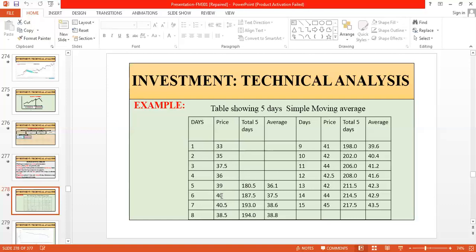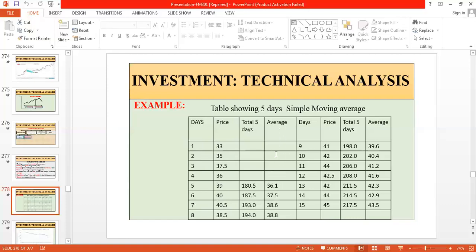So now we are coming to the sixth day. When we are coming to the sixth day, you remove the first day's price, 33. That means you will take 35, 37.5, 36, 39, and 40. Take the total, it will be 187.5. So divided by 5, it will be 37.5. Similarly, in case of the 7th day, remove the first 2 days' prices and take the third, fourth, fifth, sixth, and 7th days. In this way, you will continue.